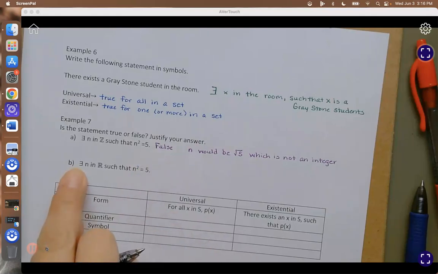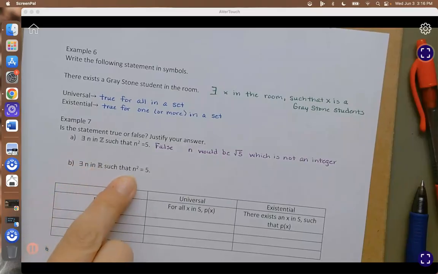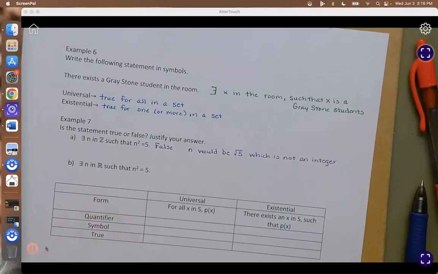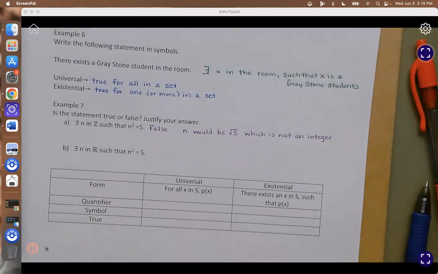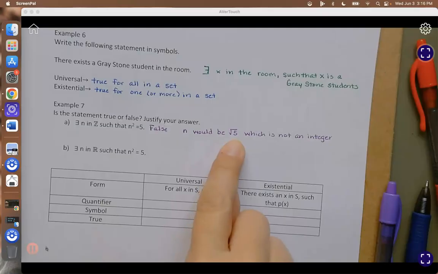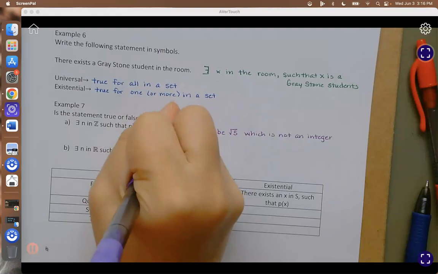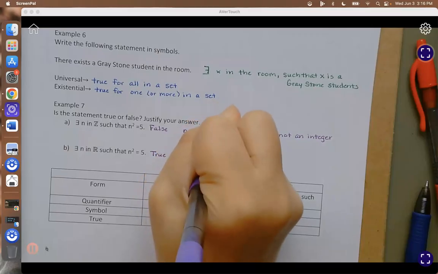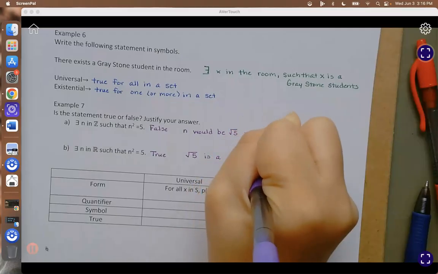Okay? There exists n in real numbers such that n squared is 5. Now, real numbers can be anything as long as it's not imaginary, as long as it doesn't have an i on it. So this is a real number. So this one is true. Square root of 5 is a real number.